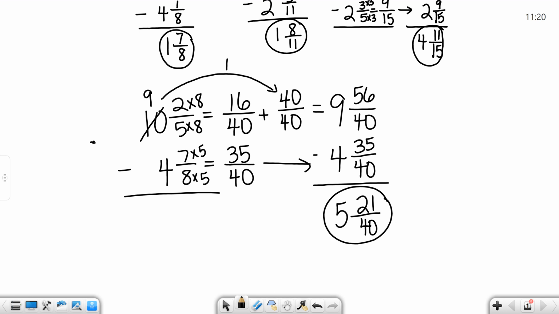Now, we have not had very many instances where we had to reduce our answer, but if your answer will reduce, you should always reduce it to lowest terms. Okay, that wraps up subtraction, and the next video will be on multiplying fractions.